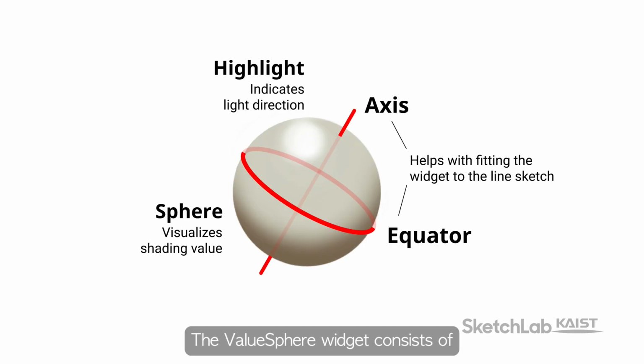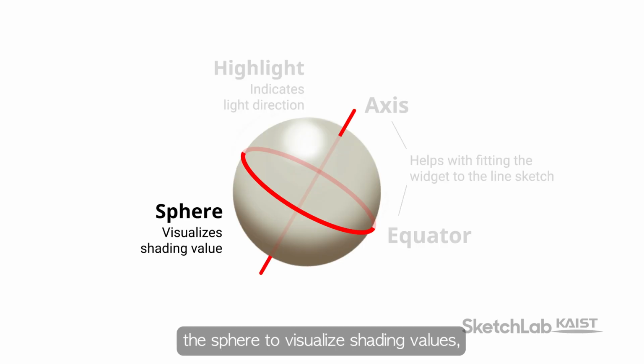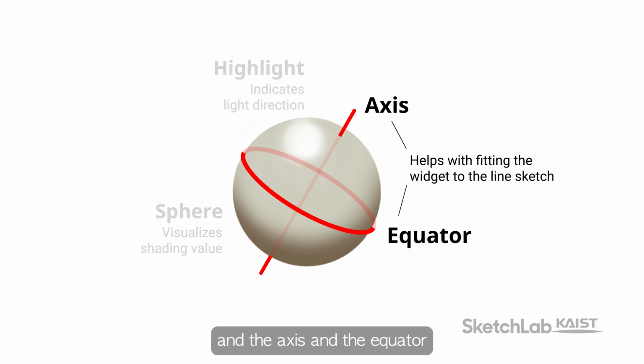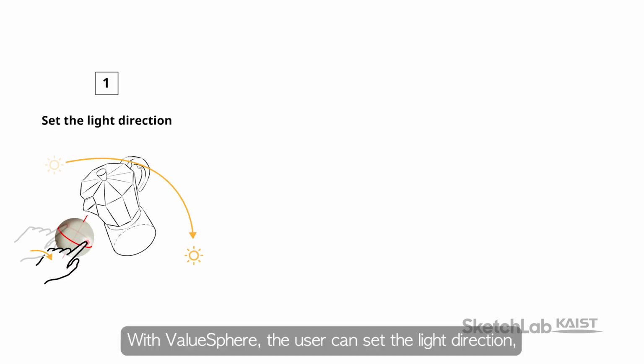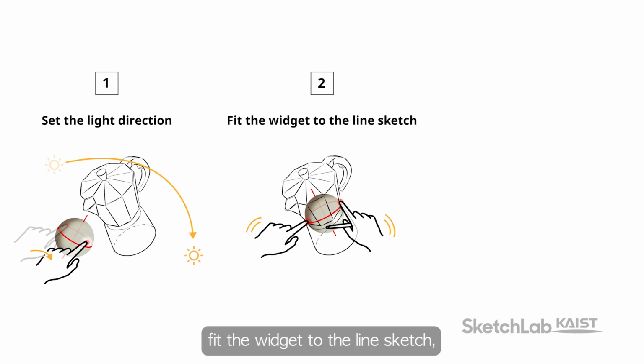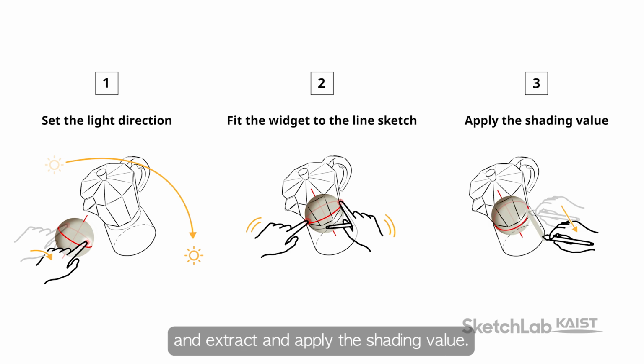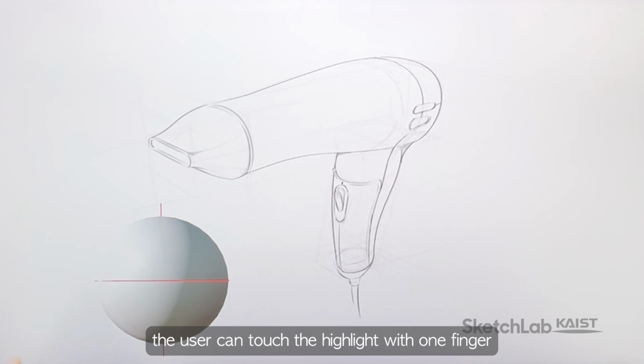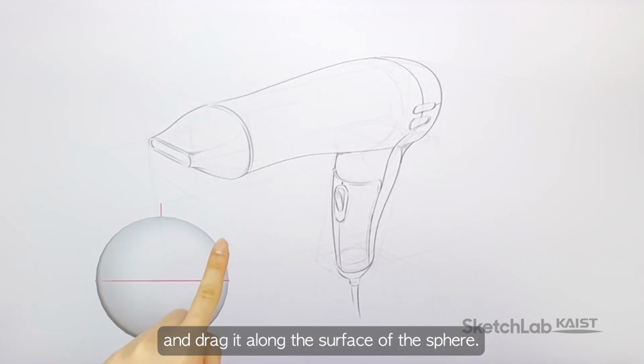The ValueSphere widget consists of the sphere to visualize shading values, the highlight to indicate the light direction, and the axis and the equator to help fit the widget to the line sketch. With ValueSphere, the user can set the light direction, fit the widget to the line sketch, and extract and apply the shading value. First, to set the light direction, the user can touch the highlight with one finger and drag it along the surface of the sphere.